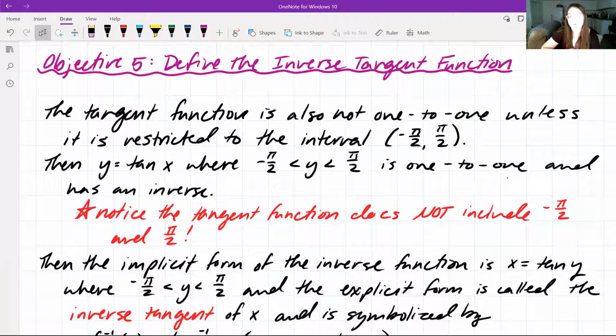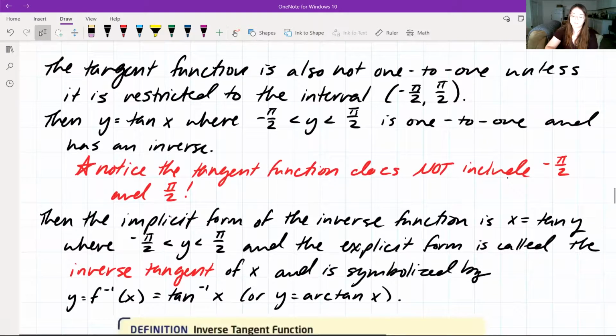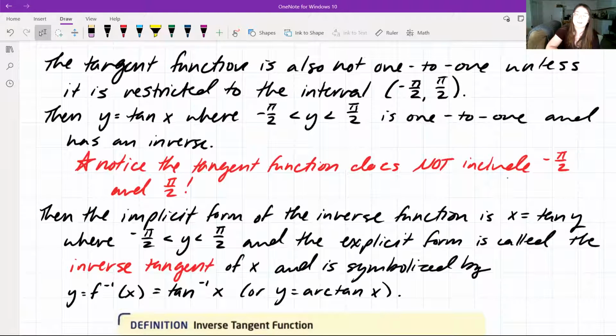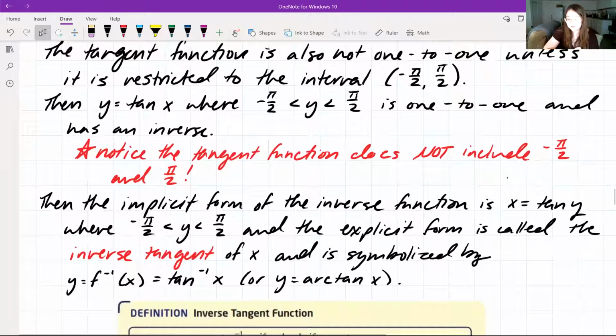So if we restrict our y in this case, then this function is one-to-one and it will have an inverse. Once again, make a note that it does not include negative pi over 2 and pi over 2. This is where we have those vertical asymptotes for tangent. Then the implicit form of the inverse function is x is equal to tangent of y, where y is between negative pi over 2 and pi over 2, not including.